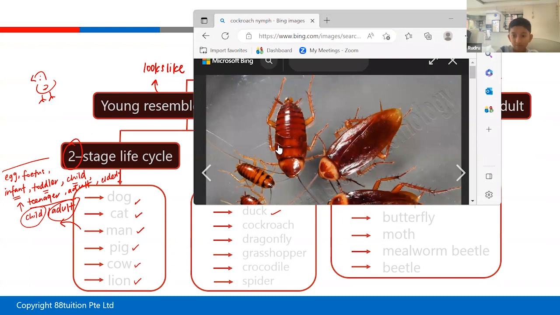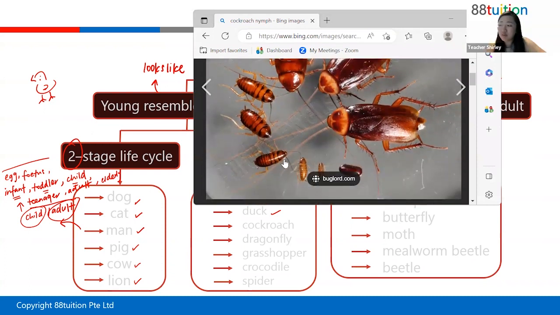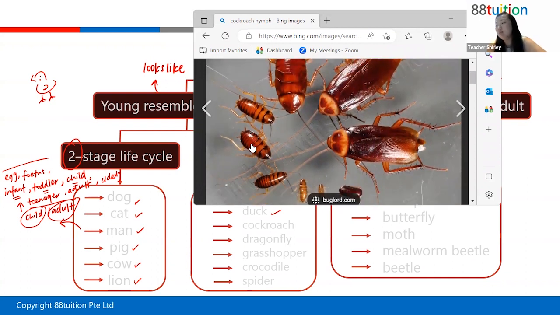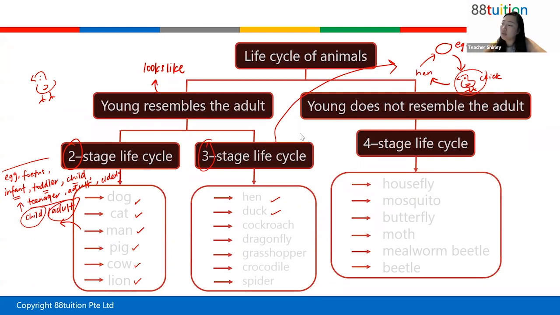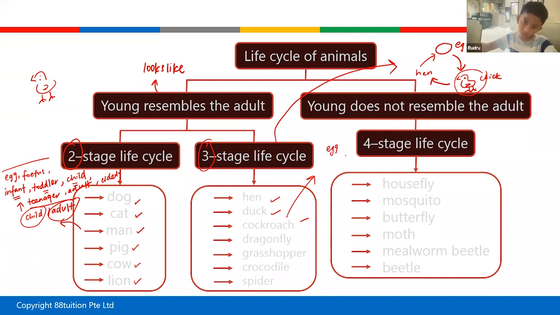Okay. So these are the cockroach nymphs. Do you realize that actually the young of the cockroach really does look a lot like the adult, in terms of the shape, at least it's not much difference. It still relatively resembles the adult. Okay, that's why it's a 3-stage life cycle: the cockroach egg, then the nymph, and then the adult.